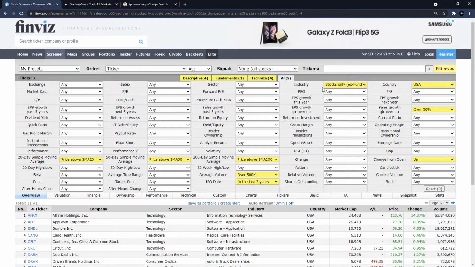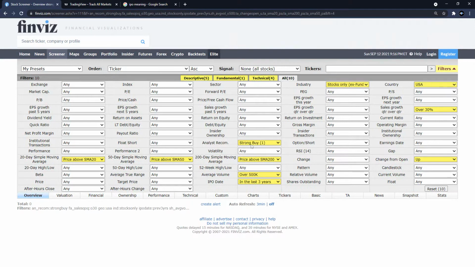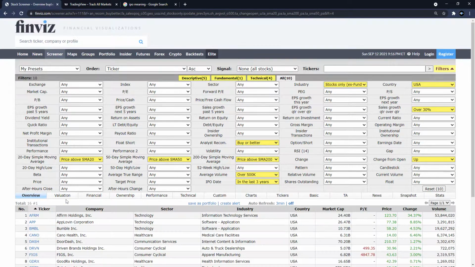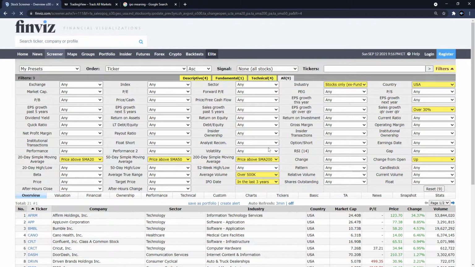You could also go right here, and where is it? Yeah, the analyst recommendation. You could basically go on strong buy. You will not be left with normal stocks, buy or better; you will be left with 16 stocks, so you can basically do that. But I don't want the recommendation from the analysts, so I just go with any.